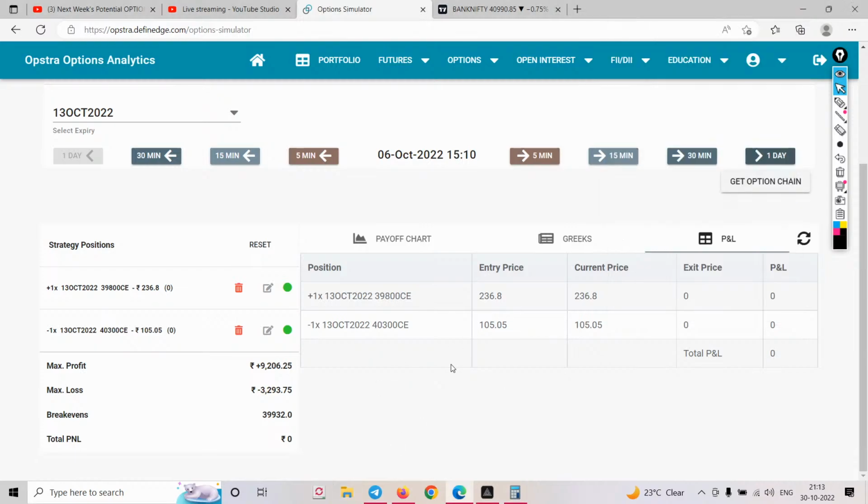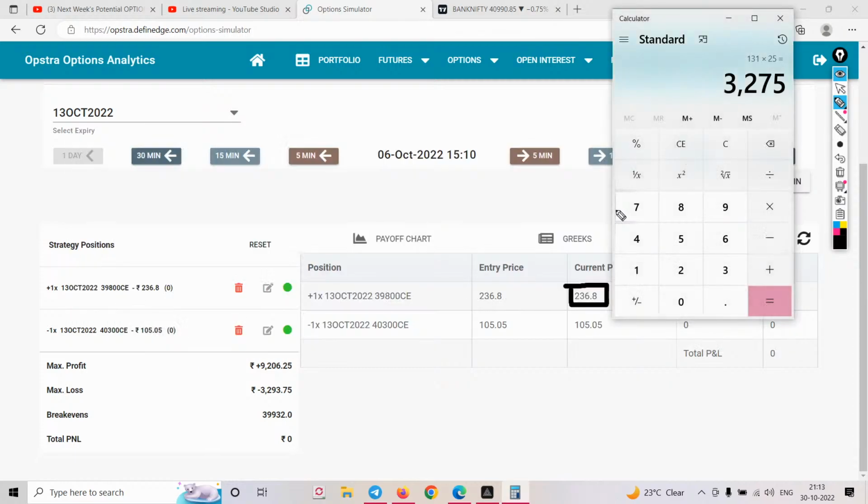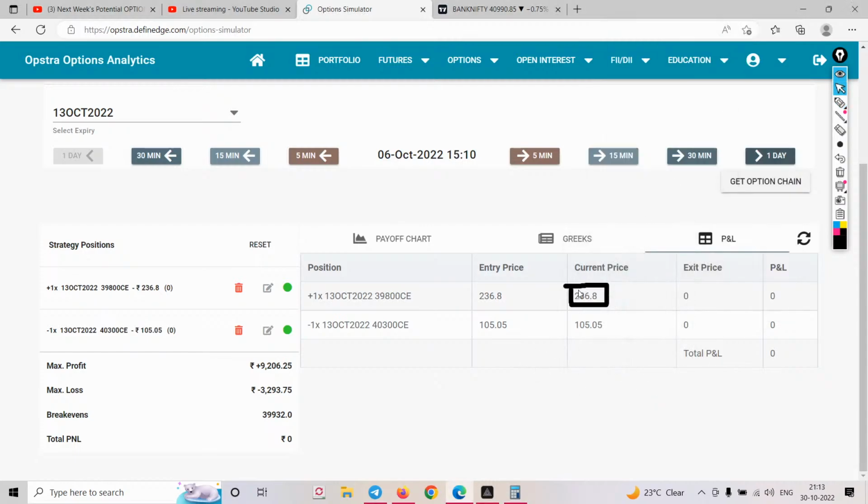Absolutely right. So now I'll not do the adjustment unless and until this premium becomes 130. Unless and until this buy position becomes 130, I'll not do the adjustments. Are you guys with me? I'm just going to tell you how we can convert the loss to minimal loss. I'm not going to do the adjustments unless and until this 236 becomes 130, because the moment this 236 becomes 130, my loss will start.